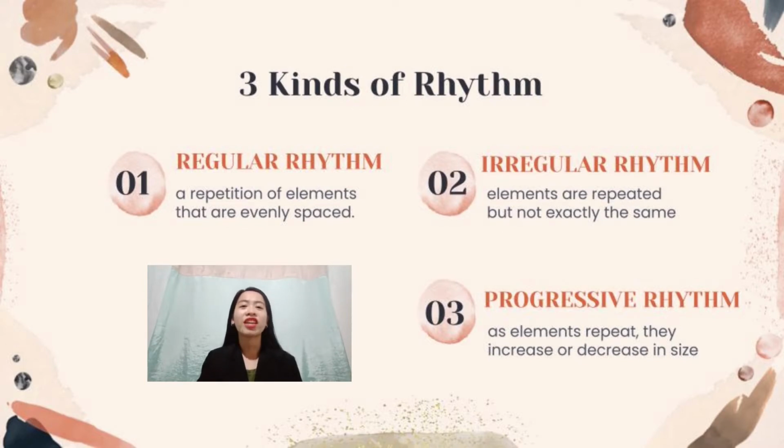So here are the three kinds of rhythm. Number one is regular rhythm, number 2 is irregular rhythm, number 3 is progressive rhythm.